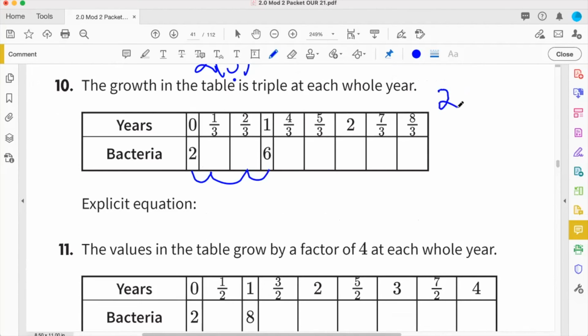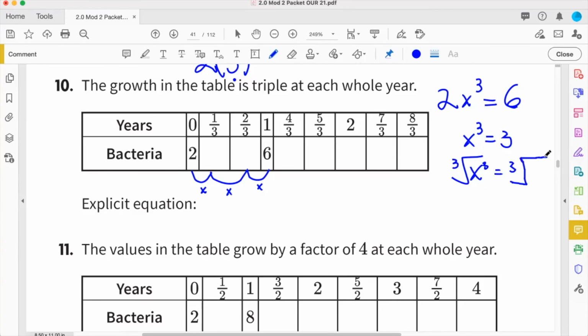So starting at 2, we keep multiplying by this missing mystery term 3 times. Still equals 6. So now we're claiming that x cubed equals 3. So our new common ratio of sorts is going to be the cubic root of 3. So let's get to it. This is 2 times the cubic root of 3.